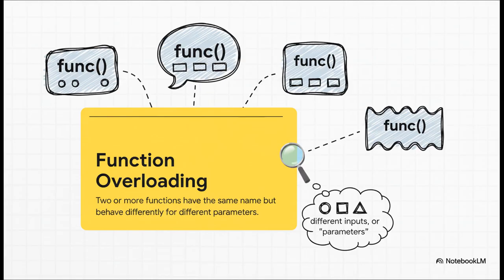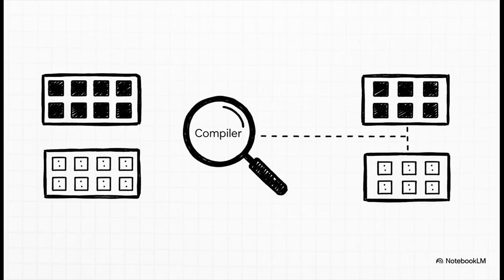Okay, so the first classic example of this is something called function overloading. This is a super cool feature where you can have multiple functions with the exact same name, but they each do something a little different because they accept different kinds of inputs, or what programmers call parameters. Let's look at some actual code to see how this works.